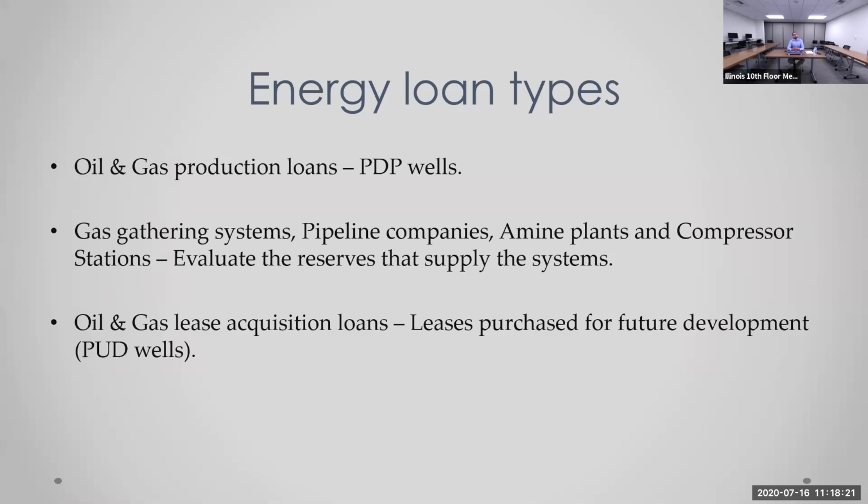We'll also lend money against, now see, my list is a little bit, the best case is up top, and then it gets worse from there. So gas gathering systems, pipeline companies, amine plants and compressor stations, all of these we'll lend money to, but it's done a little bit differently. We evaluate the reserves that supply the systems. So if you have a little gas gathering system, how much gas is going into the system? If we can put a dollar value on that amount of gas, then we can evaluate it. Then we can know how much the collateral is going to be.